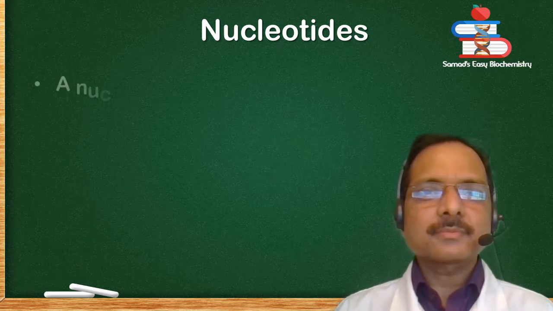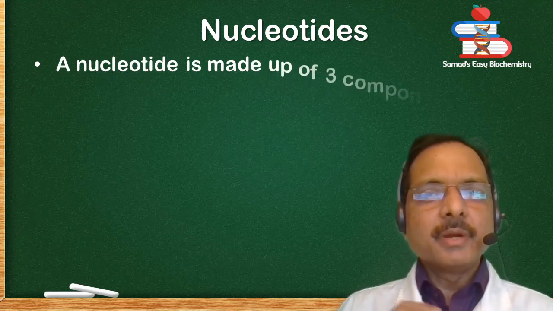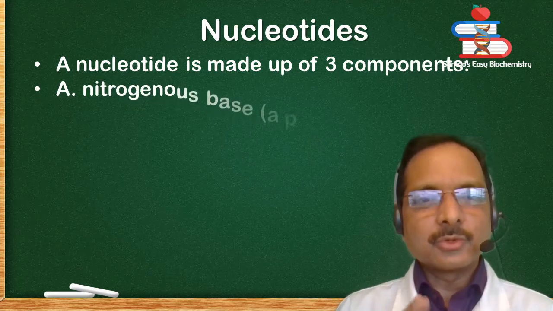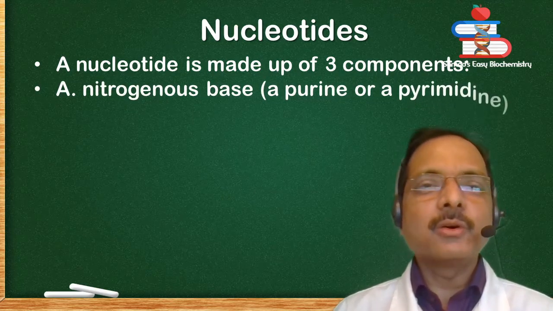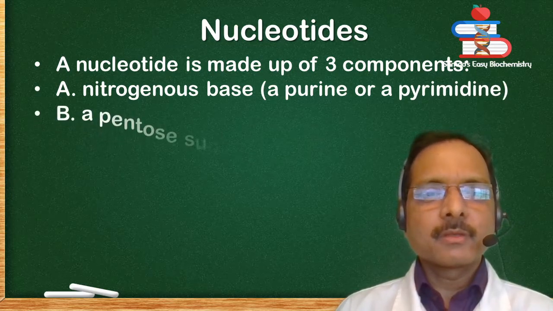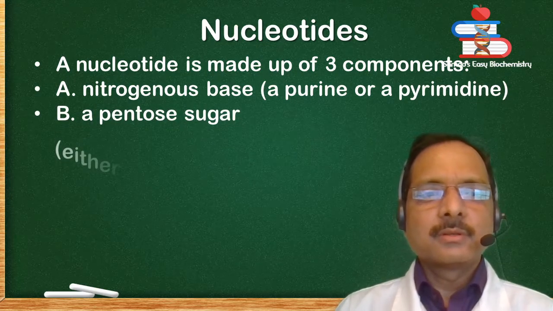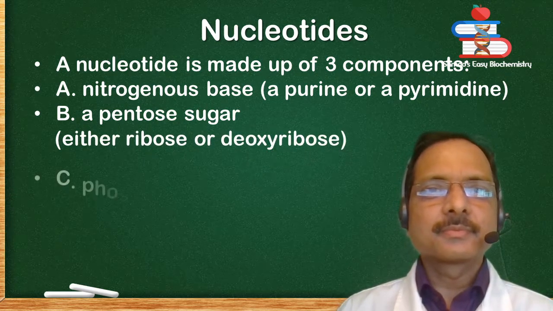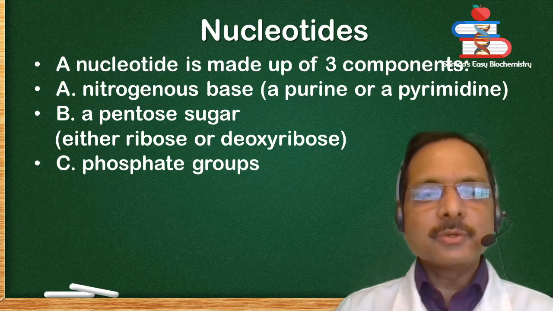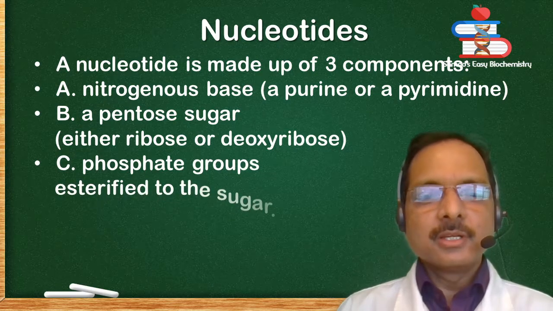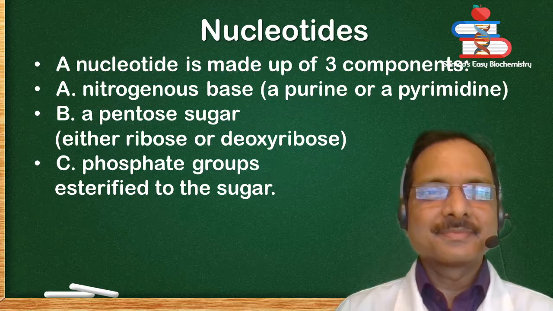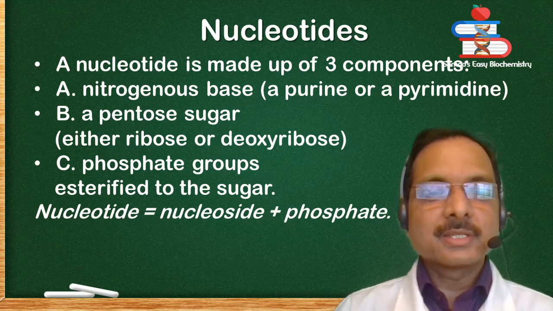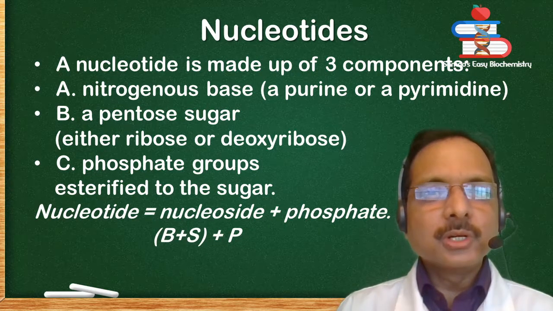Nucleotides. A nucleotide is made up of 3 components. First, a nitrogenous base, either a purine or a pyrimidine, a pentose sugar, either ribose or deoxyribose, and third, phosphate groups esterified to the sugar. So nucleotides are nucleoside plus phosphate, simply base plus sugar plus phosphate.